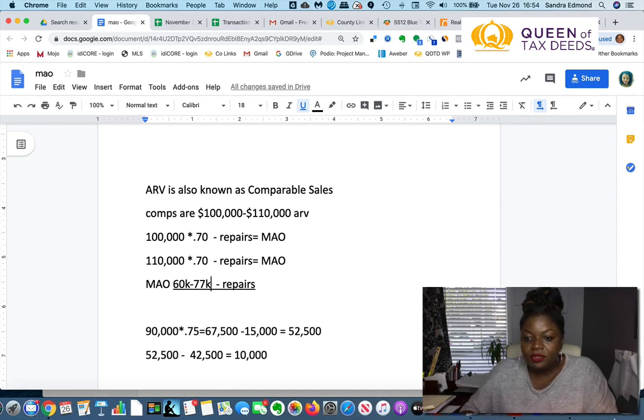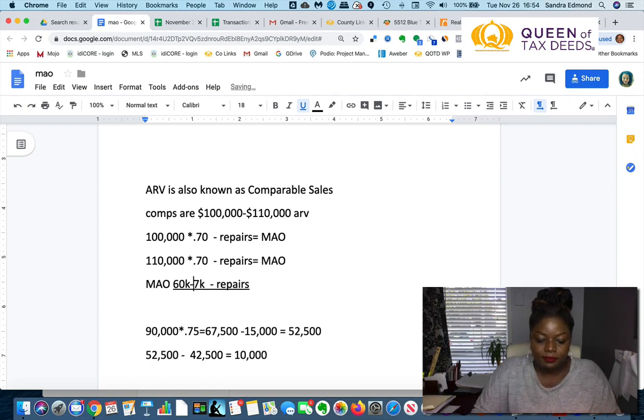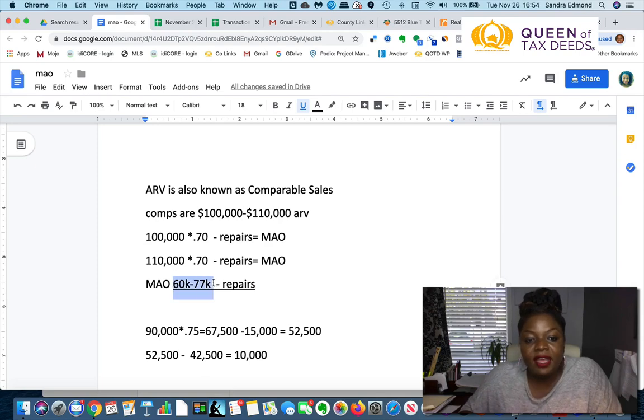Now, 110 times 0.70 equals, and then we minus the 10,000. Is that 10,000? Yes, three zeros. That gives us 67,000. So it's anywhere between 60 and 67,000 that is the max we would want to pay, if that's our range.